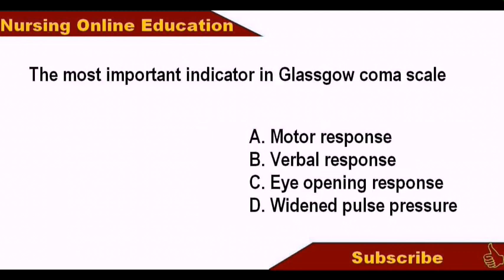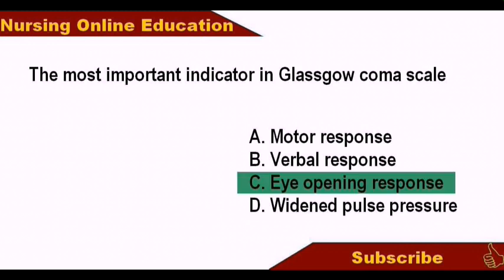Question: the most important indicator in Glasgow Coma Scale. Option A, motor response, B, verbal response, C, eye-opening response, D, reflexes. The right answer is option C, eye-opening response. All the three, that is motor response, verbal response, eye-opening, are components of Glasgow Coma Scale, but the most important and the earliest indicator is eye-opening response.